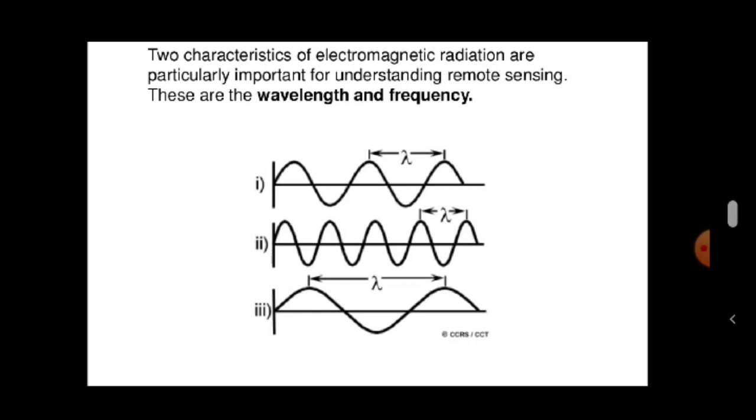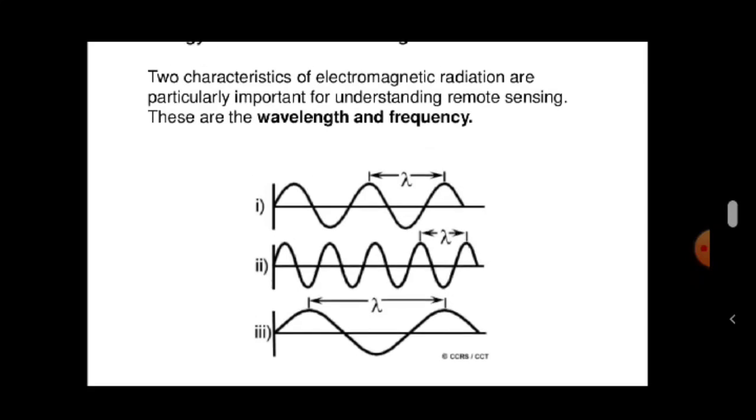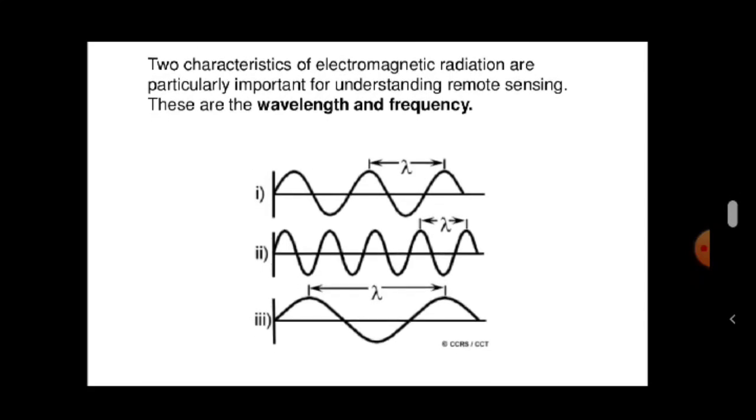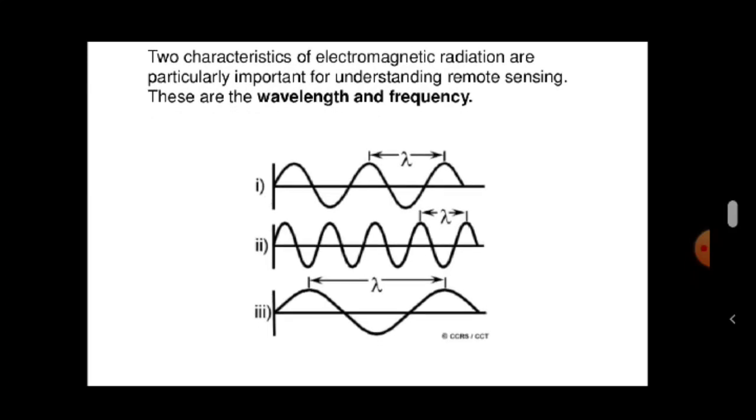These elements help us to define the characteristics of remote sensing data, of an image, like colors, tones, or geometric shapes of objects. So this can be defined with these four elements of electromagnetic radiation.